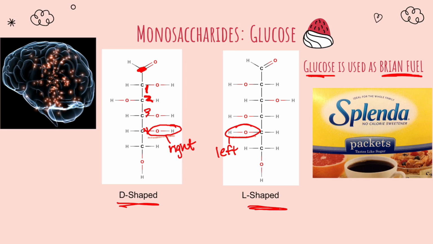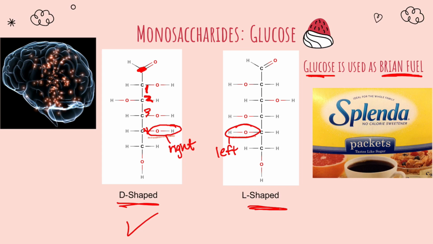Now, which is better, D or L? In my opinion, I think D-shaped is better, and I'll tell you why. When we are talking about L-shaped glucose, we're talking about things like sugar-free vanilla, Splenda, and all that other stuff. And you may be wondering, well, Sumi, isn't that stuff good? There's no calories in it. Well, that's what they want you to think.